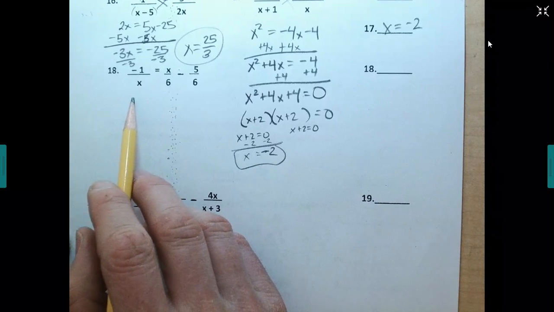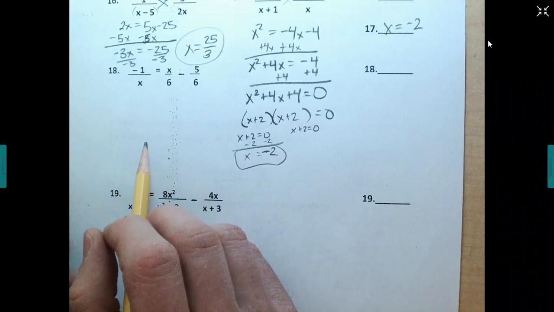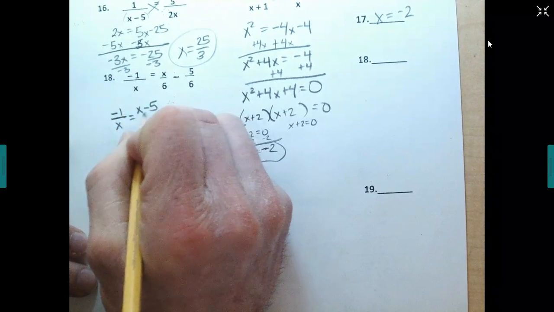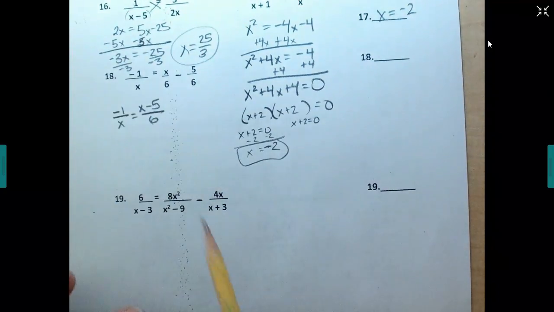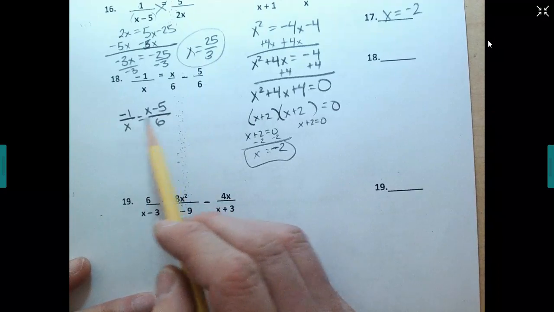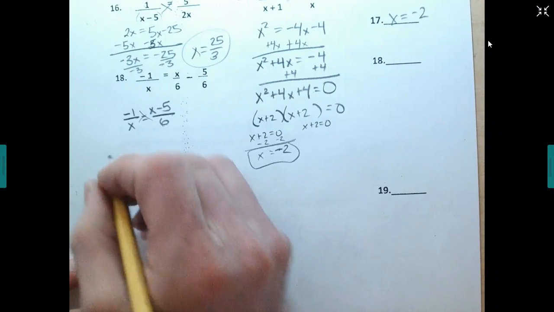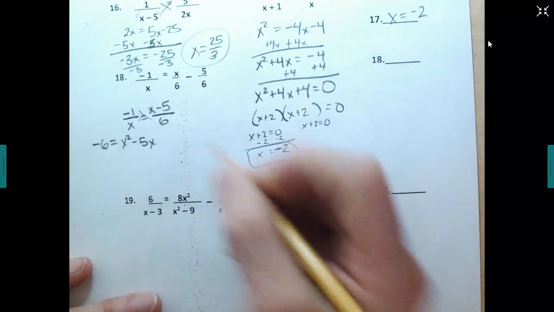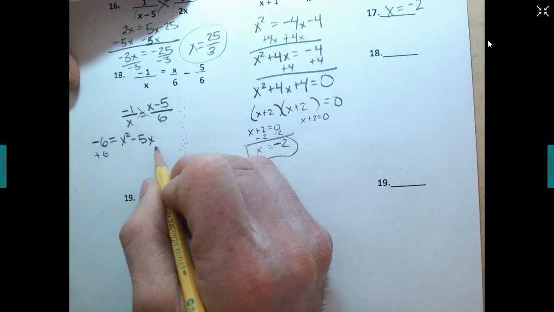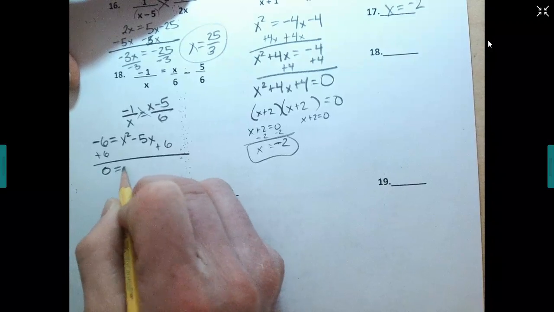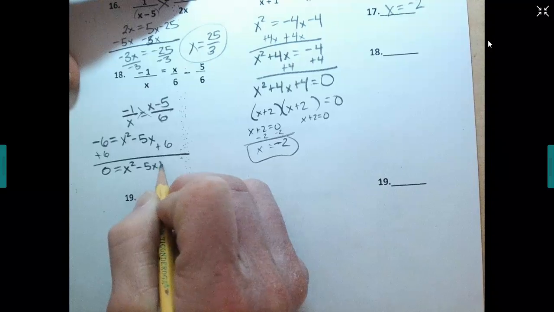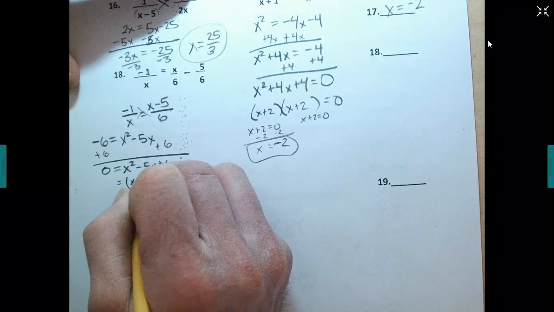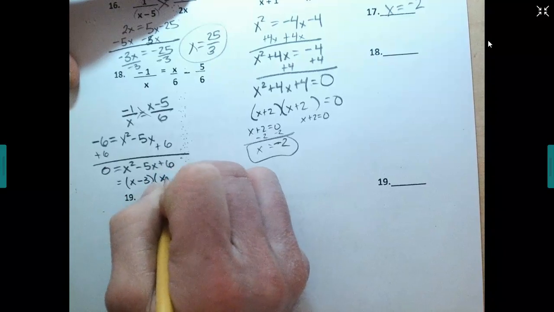Well, let's see. How would we deal with this one? We've got a common denominator here. So why don't we go negative 1 over x equals x minus 5 over 6. So since there was already a common denominator, I just combined them. Now I can cross multiply. I get negative 6 equals x squared minus 5x. So add the 6 over here. So you get 0 equals x squared minus 5x plus 6. And so this is x minus 3, x minus 2.